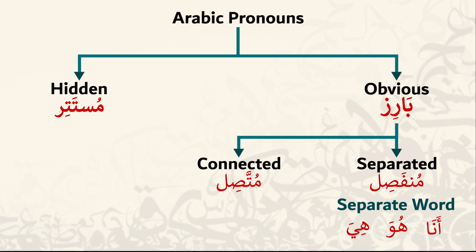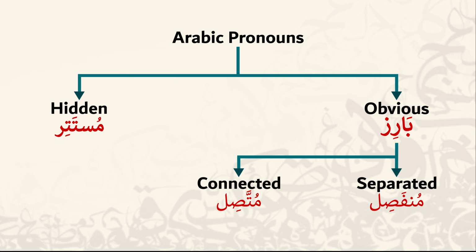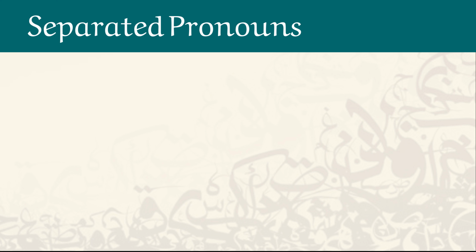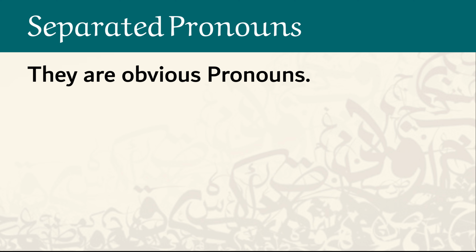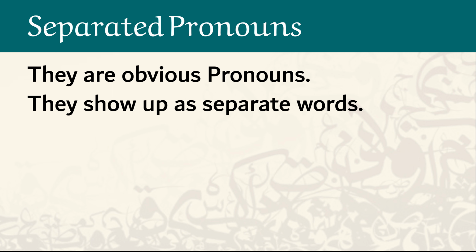The other type, connected pronoun, shows up as a suffix. It might be connected to a noun, to a verb, or even to a preposition. Here is the final image of Arabic pronouns classification. It's better to copy it in your notebook before we dive deeper to explain each branch. Today, I will focus on the separated pronouns, or the personal pronouns. They are obvious pronouns that show up in the sentence as separate words.